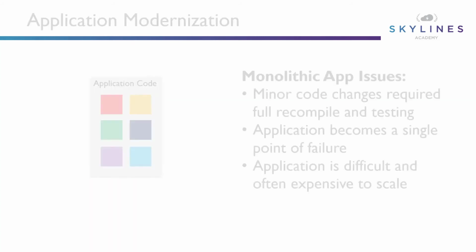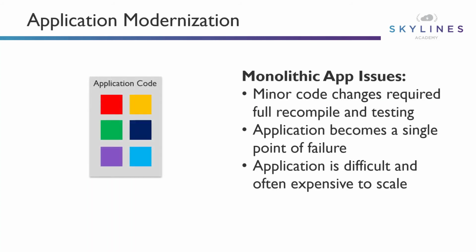To hit on this a little bit more, think about application modernization. Well, typically application code has a lot of monolithic app issues. Minor code changes require full recompile and testing. The application becomes a single point of failure. The application is difficult, often expensive to scale, and that's because everything's tightly coupled together. Everything basically built to run together on that single virtual machine.